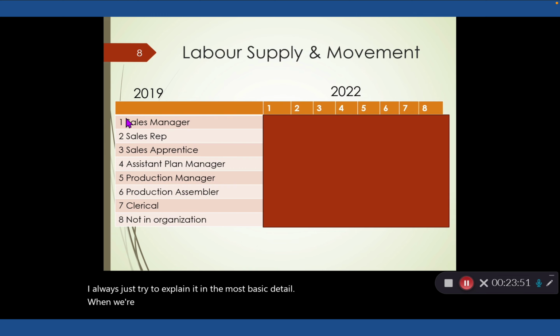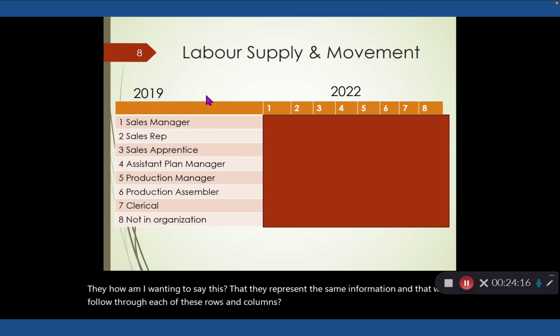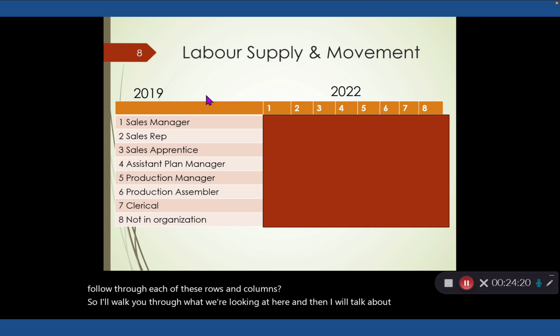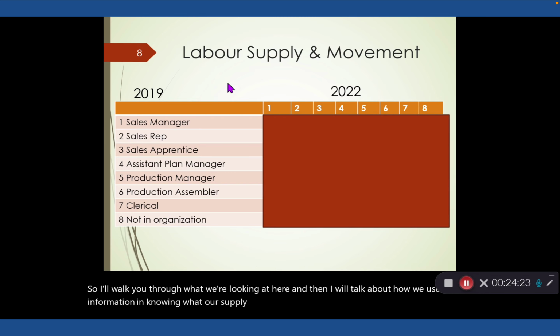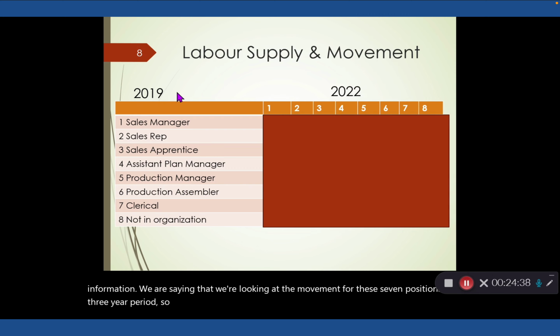When we're looking at a matrix like this, we are going to have rows and we're going to have columns. And we can number them so that they represent the same information and that we can follow through each of these rows and columns. So I'll walk you through what we're looking at here, and then I will talk about how we use this information in knowing what our supply and movement is. So here we have, this is just made up information. We are saying that we're looking at the movement for these 7 positions in a 3-year period. So from 2019 to 2022, yeah, it's a 3-year period.